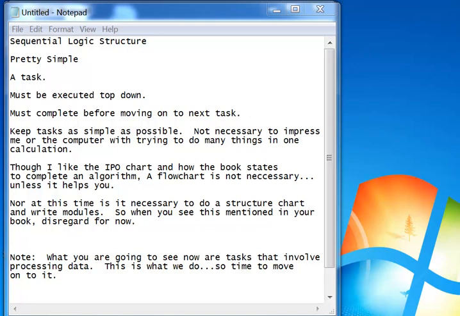A sequential logic structure is a task. It is one thing. It must be executed top down. Make sure you get that: the order you put the tasks in is the order they are going to be executed. I know that makes so much sense, but I've seen students think that because it's in the algorithm, it's going to run when it needs to run. No, you need to tell it exactly when it needs to run.